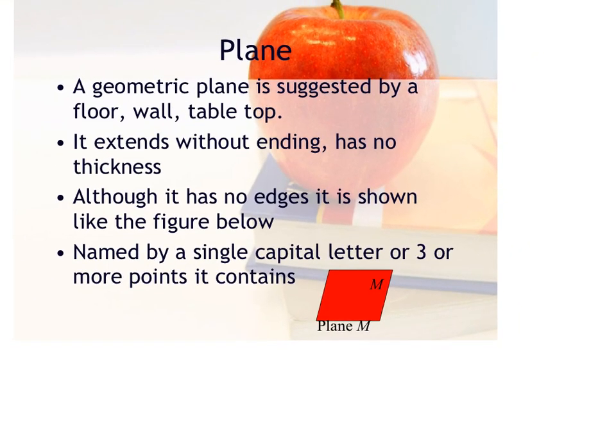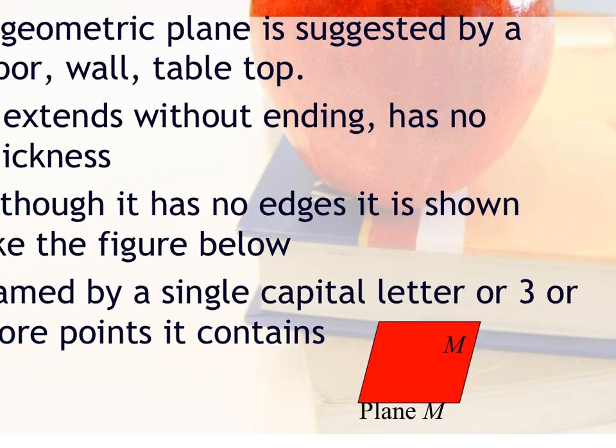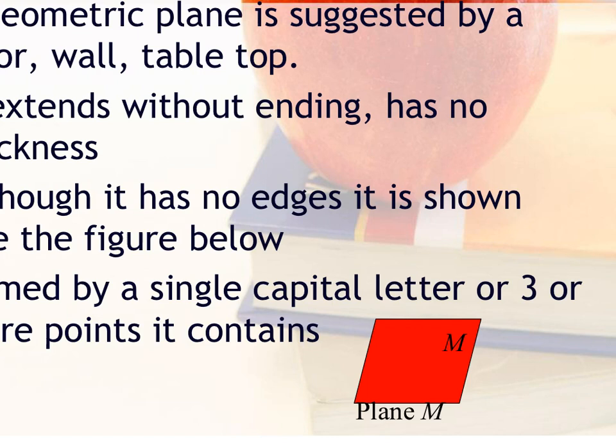A rectangle, it could be like a triangular shape, but it's a flat surface. It extends without ending and has no thickness. So if I said a piece of paper, I mean, that's pretty close to a plane except for a couple things. Number one, a paper has thickness. It does. It's really thin, but it has a thickness.